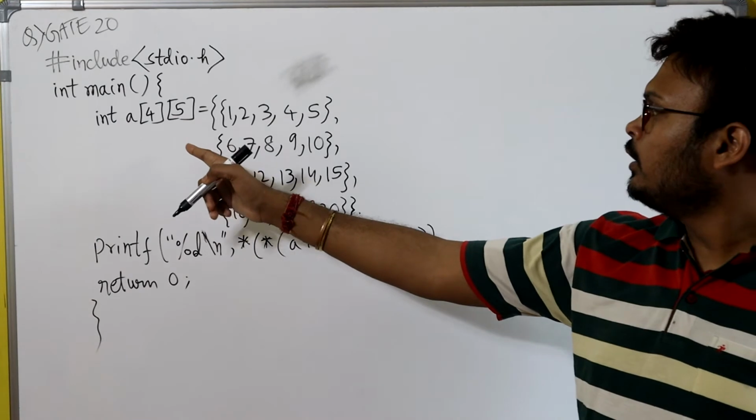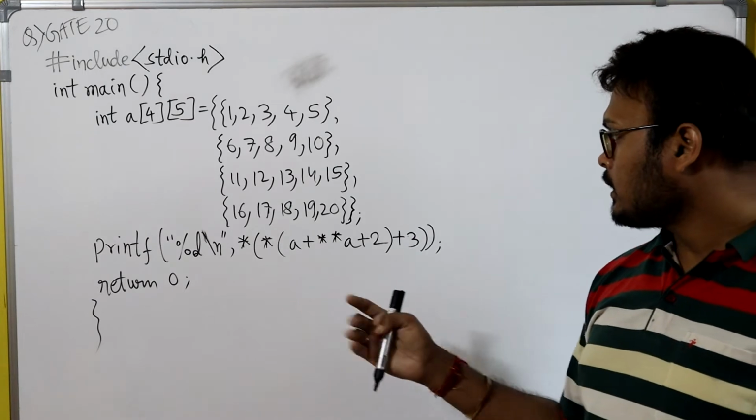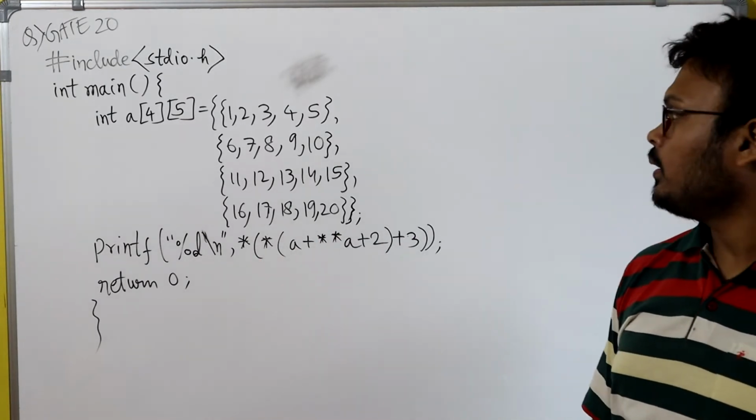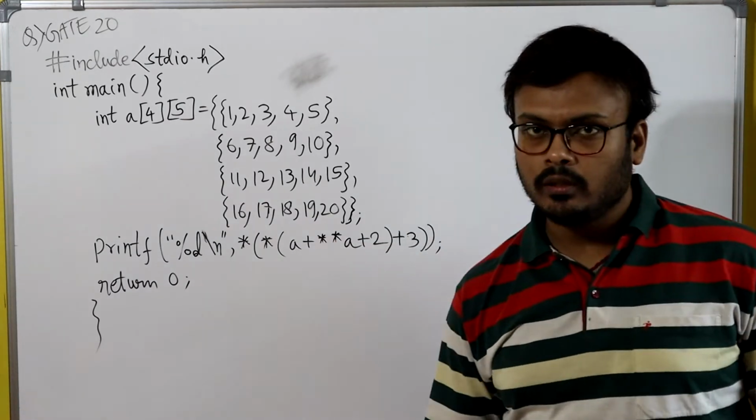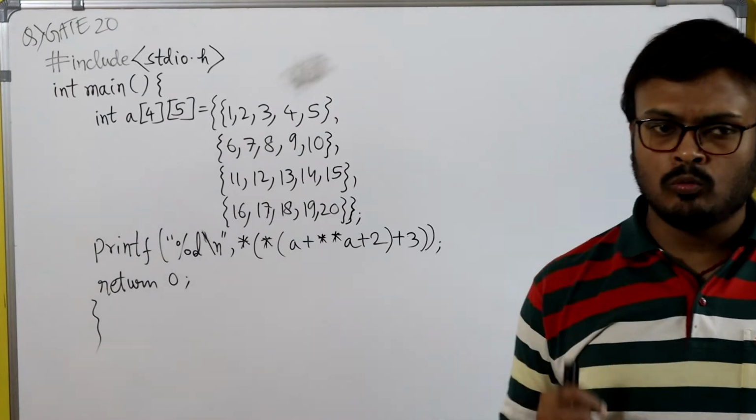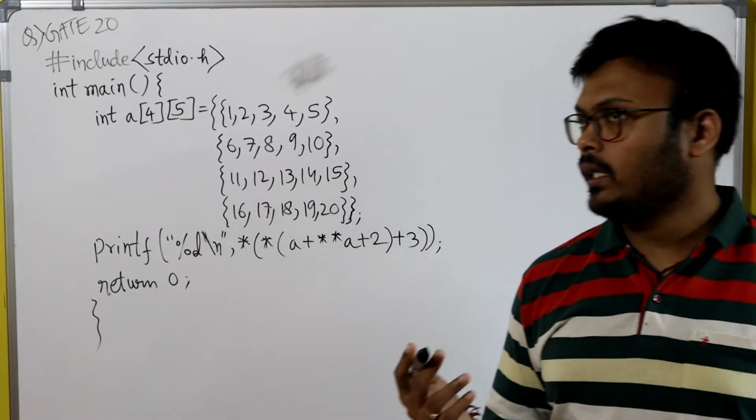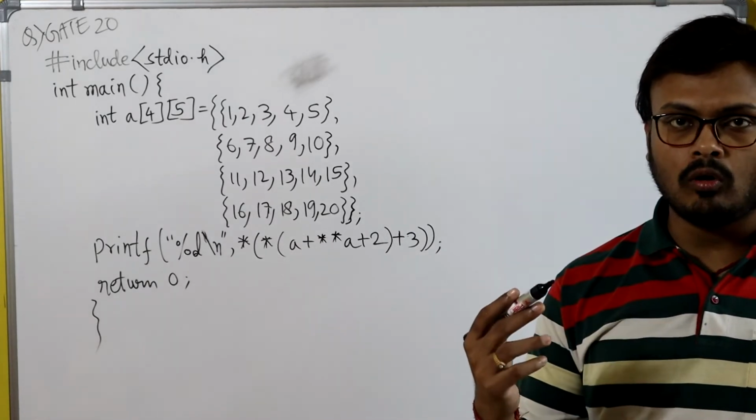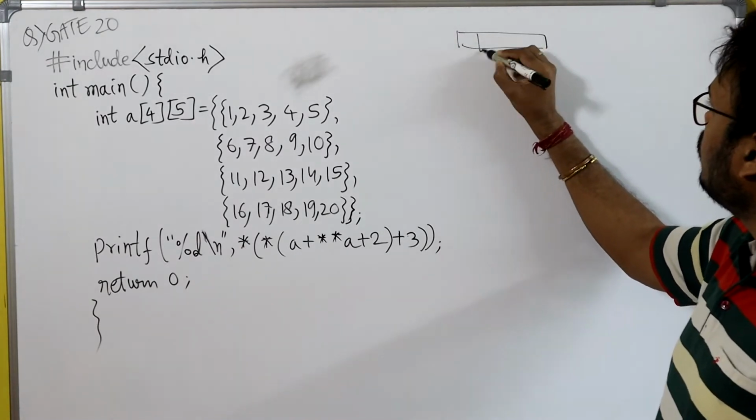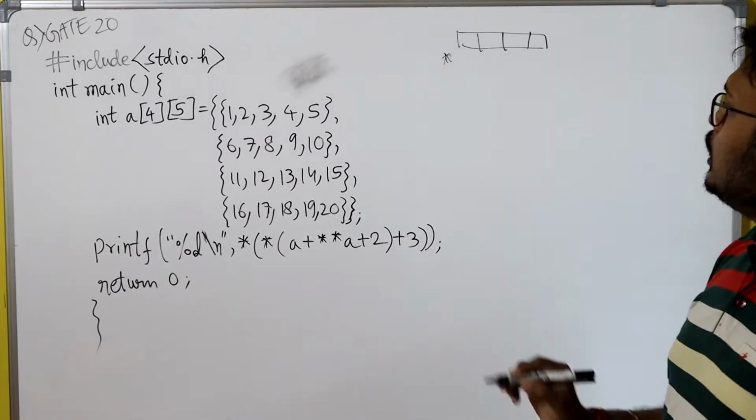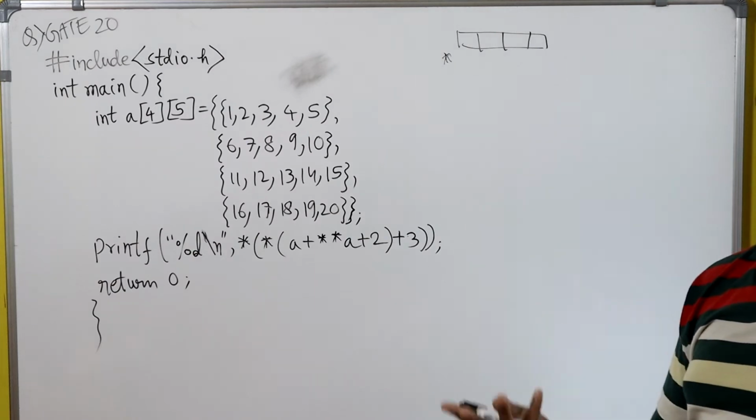So here you can see a 2D array has been initialized, and they are asking for the value that is printed. So let's solve this question. Before solving it, I hope that you know about the pointer concept. In order to access an element of a 1D array, we need 1 star. In order to access an element of a 2D array, we need 2 stars. For a 3D array, we need 3 stars.